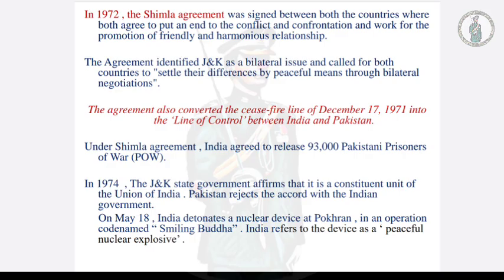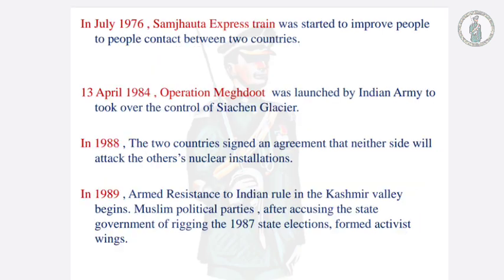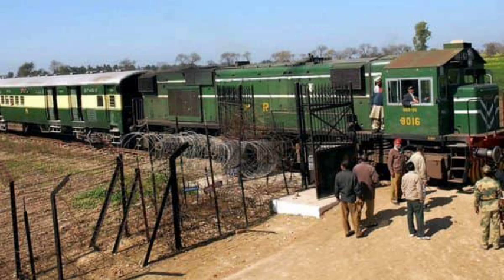Then in 1974, the state government of Jammu and Kashmir affirmed that it is a constituent part of the Union of India, which was rejected by Pakistan. Then in the same year, on May 18, India detonated a nuclear device at Pokhran in an operation codenamed Smiling Buddha, and India referred to the device as a Peaceful Nuclear Explosive. Then in 1976, efforts were taken to improve people-to-people contact between both the countries when the first train, Samjhauta Express, was started.